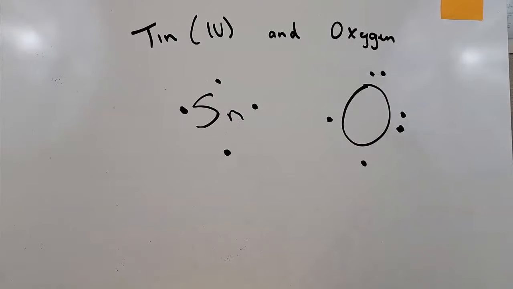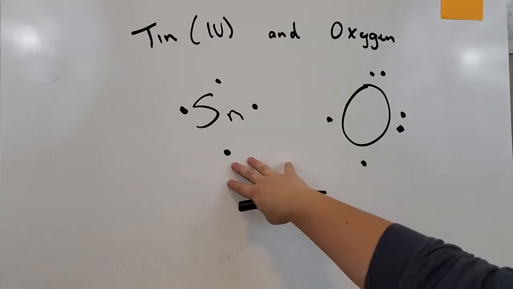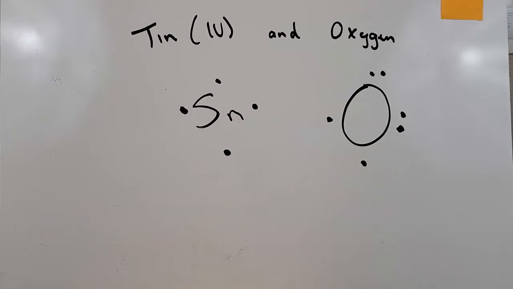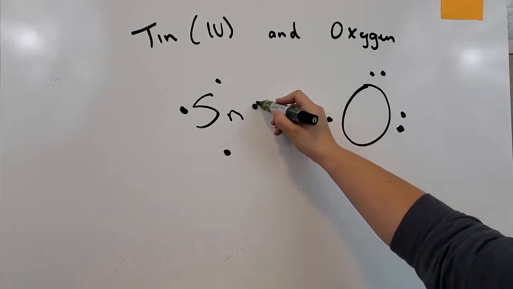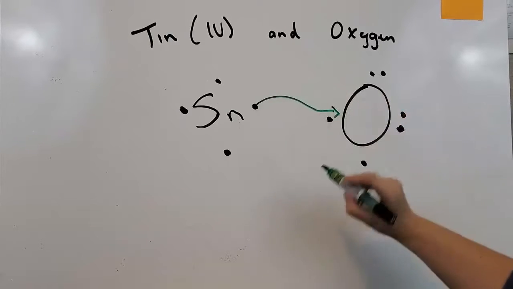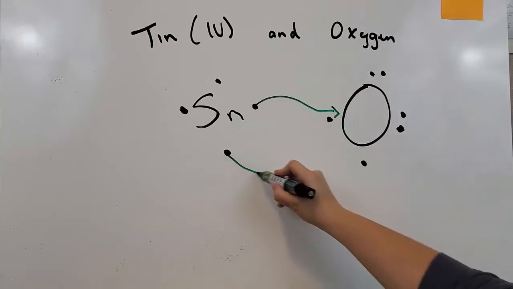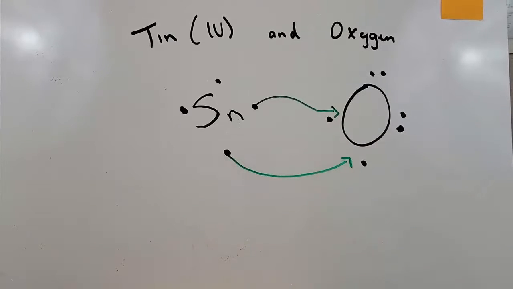So now that we have all of our electron dot diagrams drawn, I'm going to start drawing arrows for where electrons are going to go. Oxygen needs 2 more electrons, and tin, since it has 4, can either gain or lose. So in this case, tin is going to lose electrons. 1 will pair with this electron. 1 will pair with this electron.